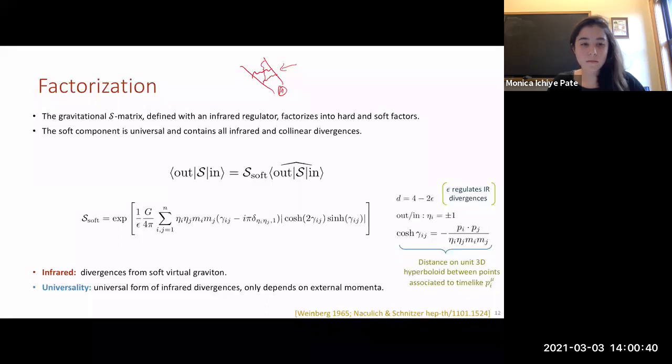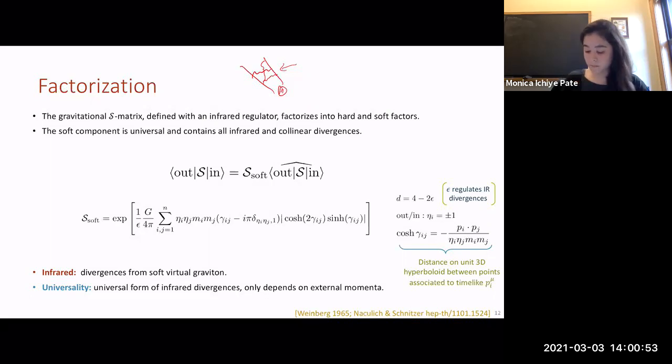And it's a statement about universality because there's some universal formula for these divergences. And again, similarly to before, it depends only on the momentum of the external particles.